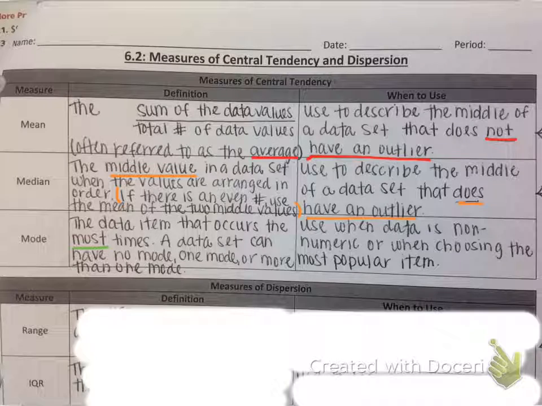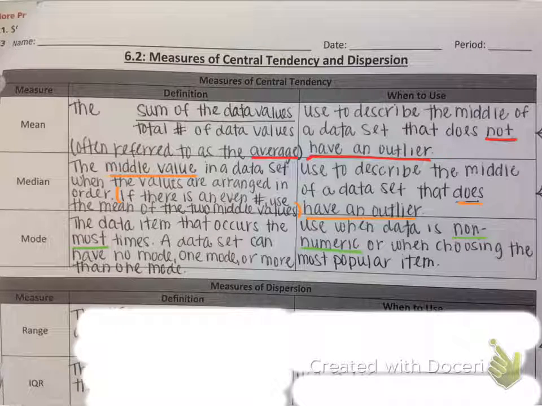We typically use mode when the data is non-numeric or when choosing the most popular item. So if I polled every single one of you and asked what your favorite color was, we can't really find a mean or median of your favorite color. That's non-numeric data. So we use mode to describe the most popular favorite color. Does that make sense?